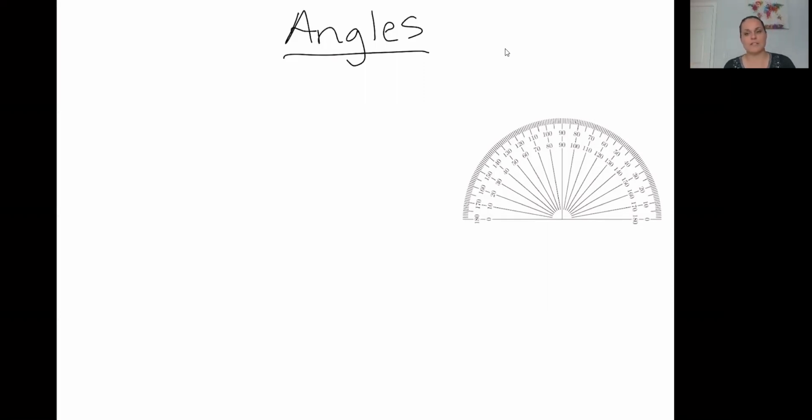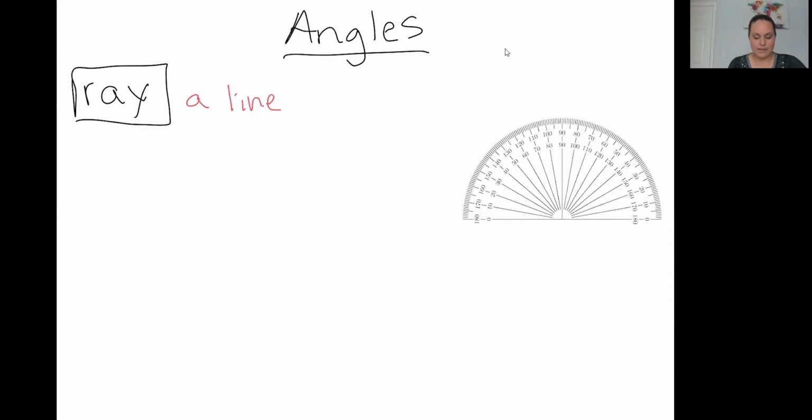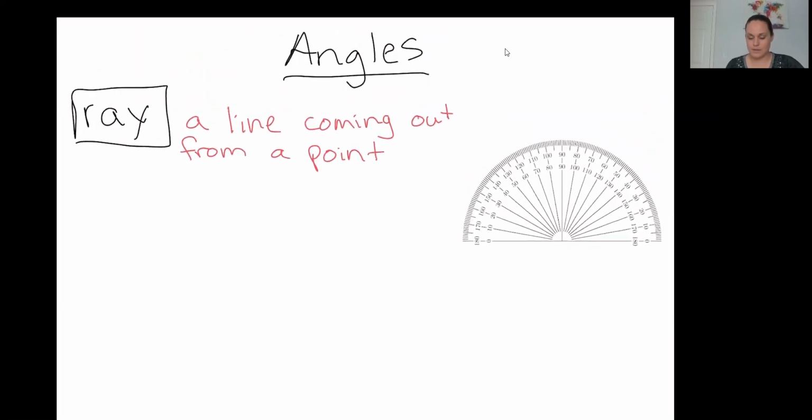So before we can talk about the types of angles, there's one term that we need to know first. And that word is a ray. Okay? And a ray is a line coming out from a point.